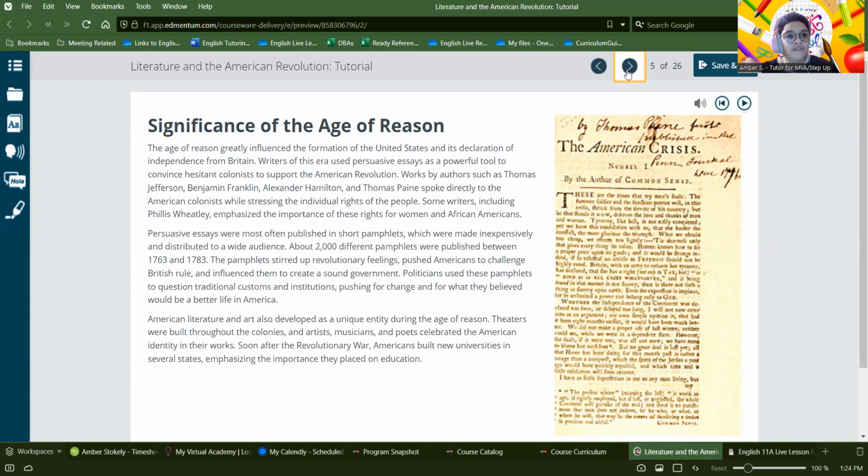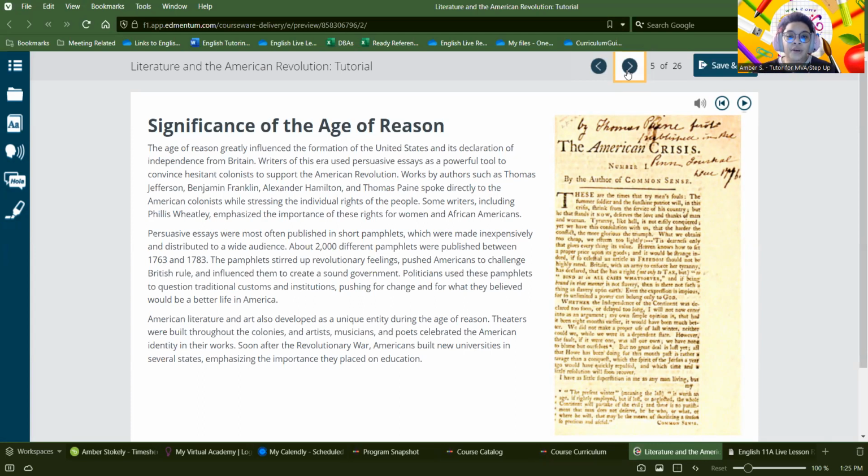So we're starting on slide 5. It's called Significance of the Age of Reason. And that's exactly what it's about. Significance is why something is important. They are explaining why even studying this time period is important. Basically, the Age of Reason is the time that led all the way up to when the American colonies, as they were called during this time, declared their independence from Britain. So this is all the events that led up to that point.